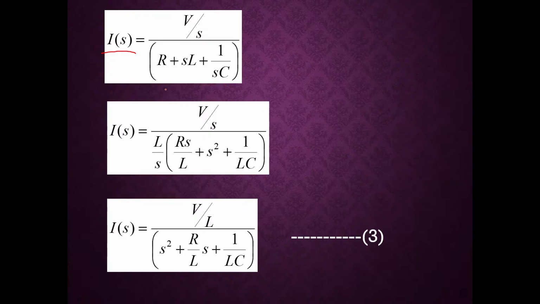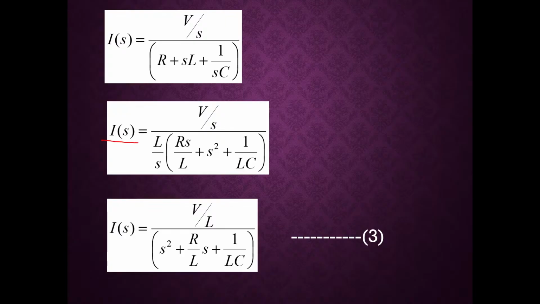Now, in order to simplify this expression, what I have done here is I have taken L common and 1 by S common. If you take L and 1 by S common, you will get L by S into RS by L plus S square plus 1 by LC.